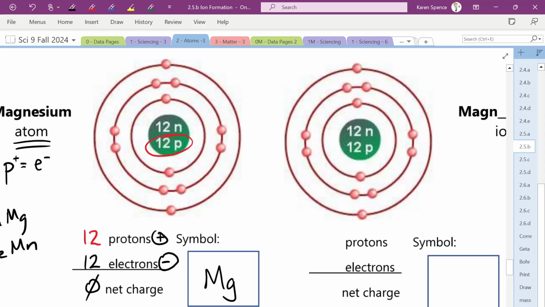How could we make this magnesium atom more stable? What would it have to do? It would have to lose how many electrons? 2 electrons, because it's got 2 on its outer shell. So we want to lose 2 electrons. So over here, we're going to cross them out.